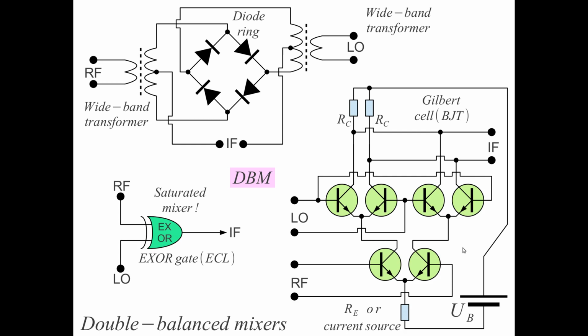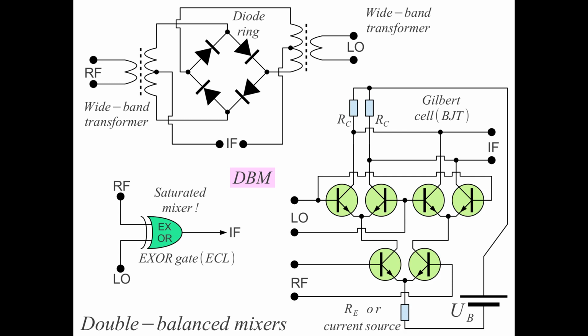Doubly balanced mixers can be built in many different ways. Something most people forget about is that an exclusive OR gate also acts as a double balanced mixer, because neither the RF signal nor the local oscillator frequency can make its way through the exclusive OR gate. In fact, in some logic families, like emitter coupled logic, the exclusive OR gate is built inside the integrated circuit as a Gilbert cell. So a Gilbert cell, vice versa, also operates as an exclusive OR gate in the logical world.